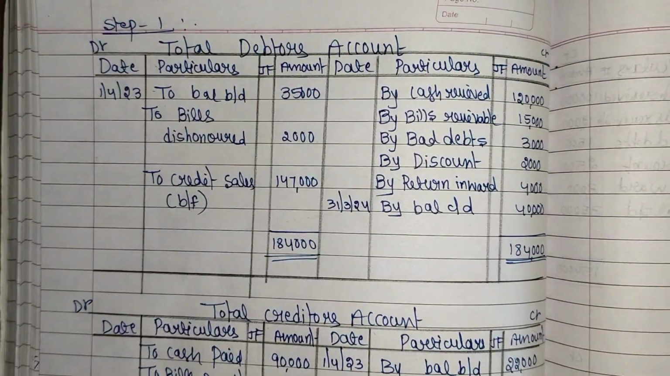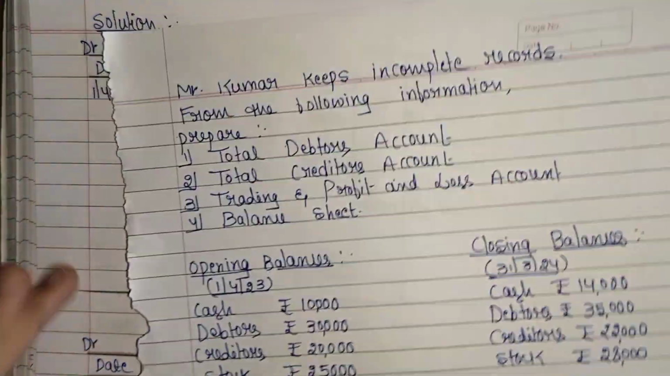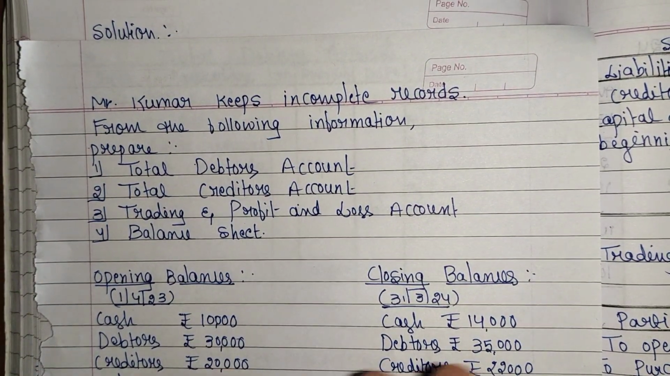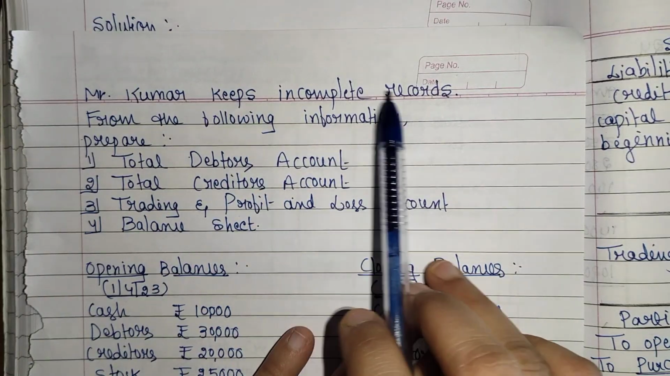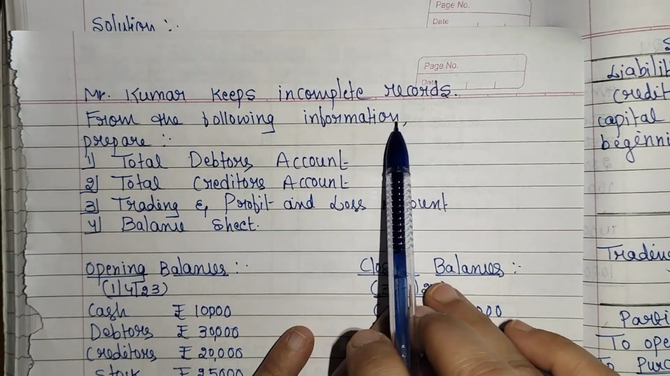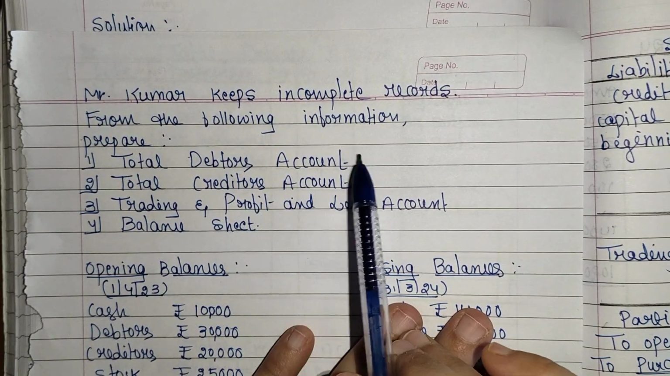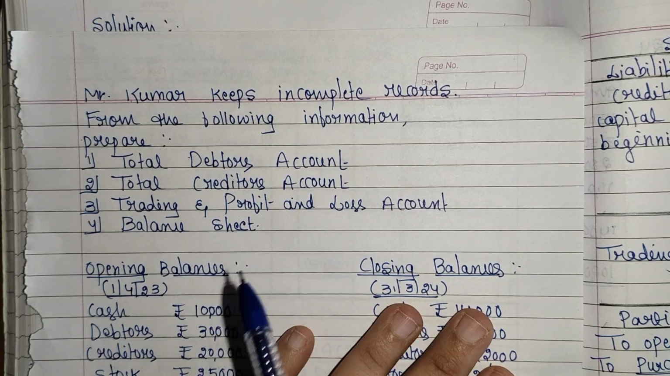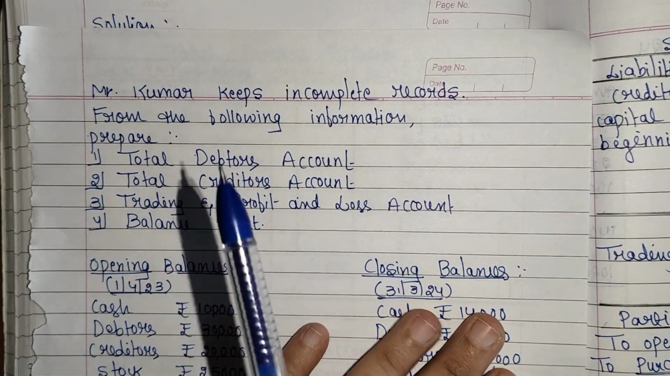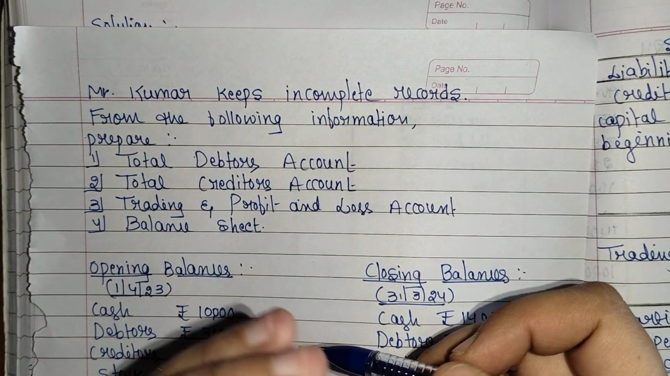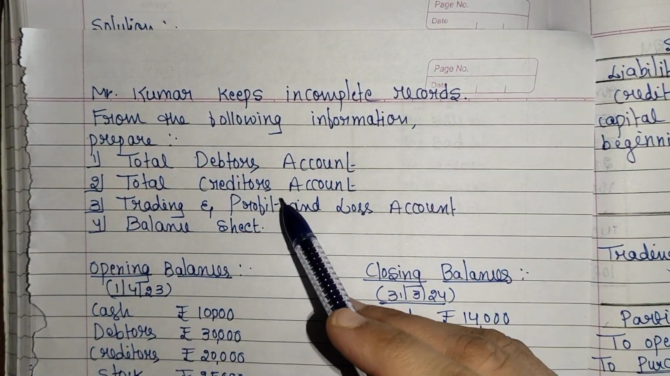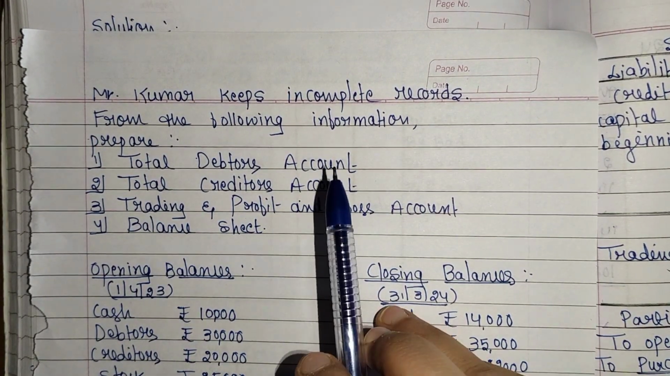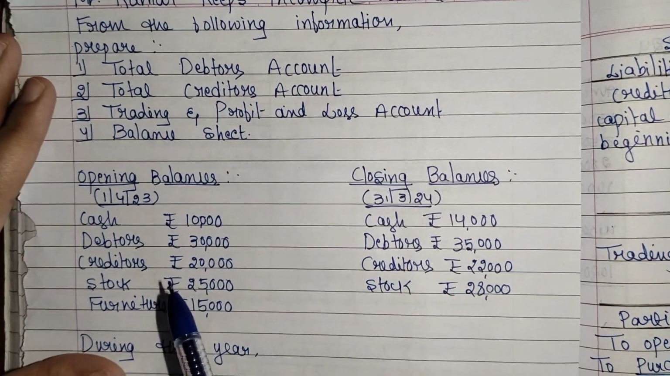So today we are going to solve one practical problem under conversion method. So let's start it. See here, Mr. Kumar keeps incomplete records. From the following information, prepare total debtors account, total creditors account, trading and profit and loss account and balance sheet. Means here in this problem we need not prepare bills receivables or bills payable or cash account. Right? Here they mentioned only prepare debtors account, creditors account, trading and profit and loss account and balance sheet. Right? So let's see the details.